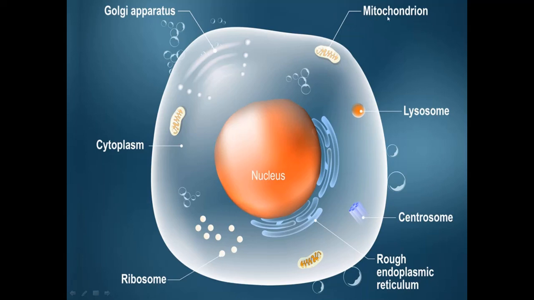As you can observe, I am moving the cursor here: mitochondria, lysosome, centrosome, rough endoplasmic reticulum, smooth endoplasmic reticulum, ribosomes and Golgi apparatus. This is the animal cell and we find these organelles present in the animal cell.